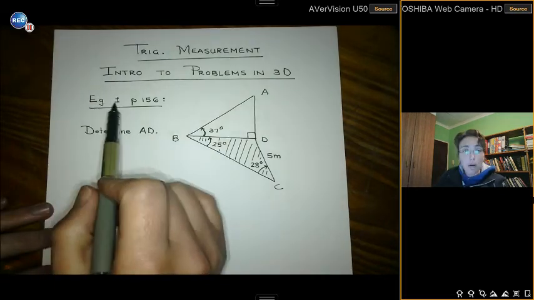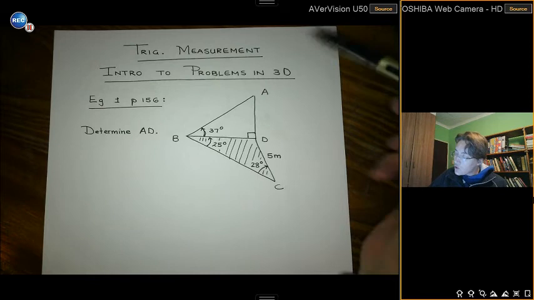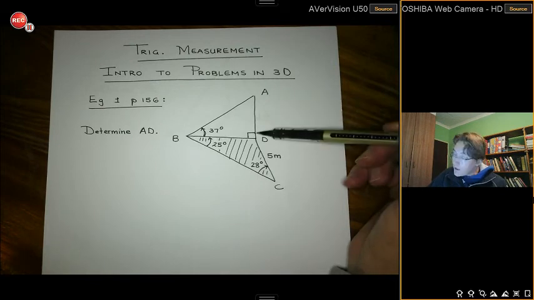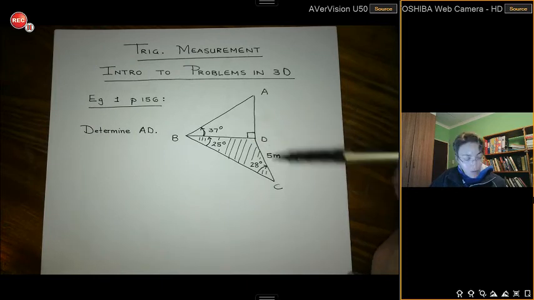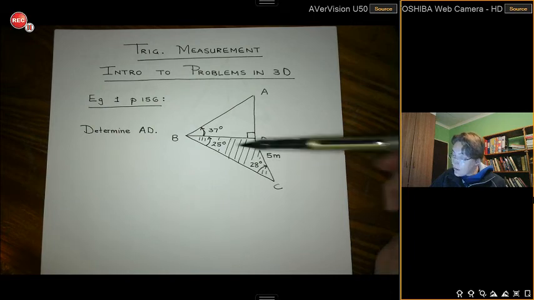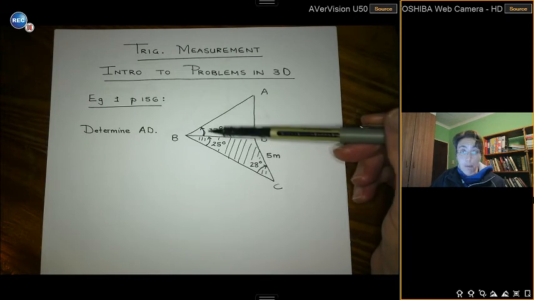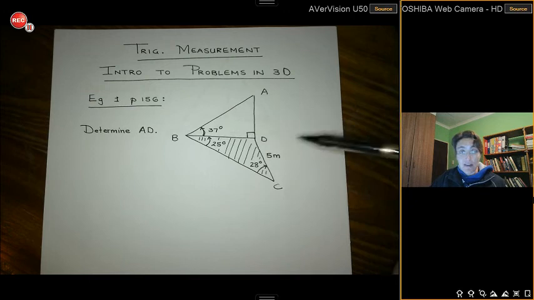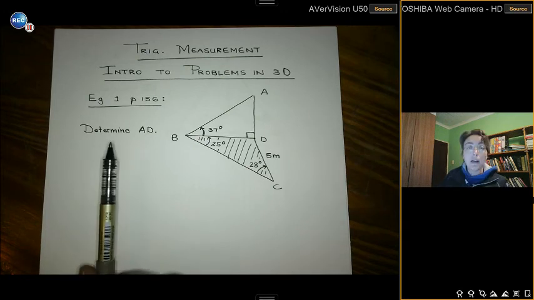And this is example 1 on page 156 in the textbook. Now, in this example, they say, in the diagram, there's a tree, so AD is a tree, and it's perpendicular to the horizontal plane BCD. So that's just a triangle drawn in the horizontal plane. DC is equal to 5 meters, angle DBC is equal to 25 degrees, angle DCB is equal to 28 degrees over there, and the angle of elevation, an angle of elevation is obviously when you look up, from a point of A from B, is 37 degrees. So there, that's the information that's been given. Now they say determine the height of the giraffe AD correct to 1 decimal place. So the question is just simply determine AD.